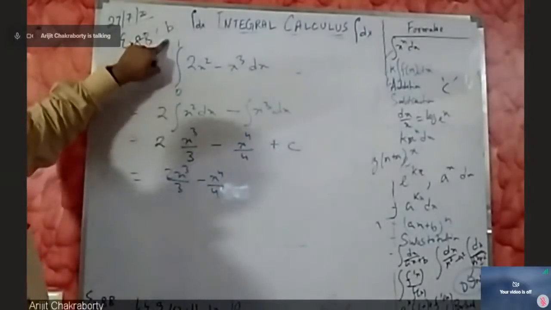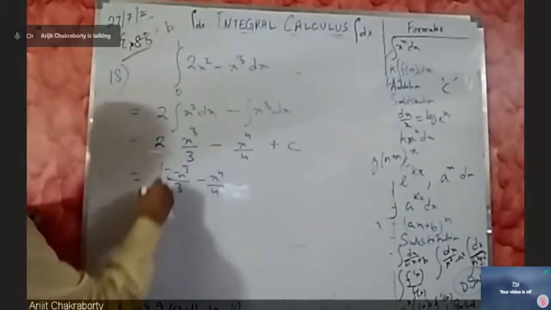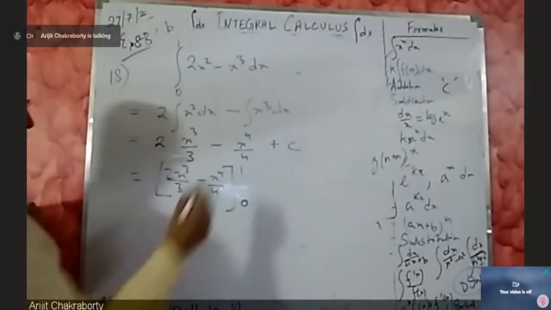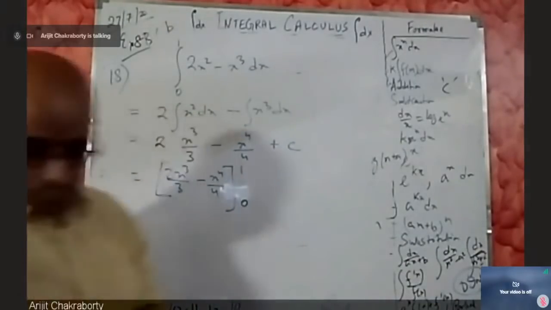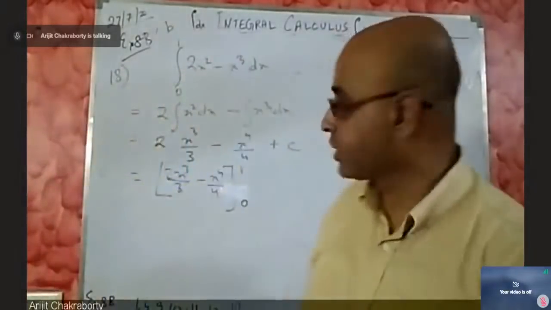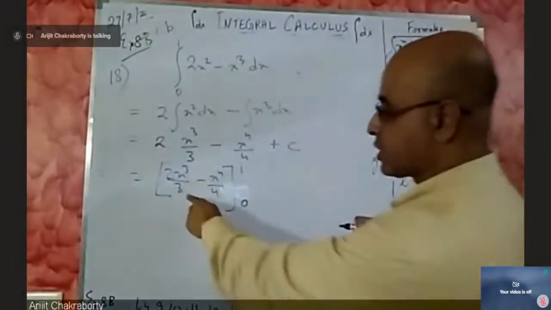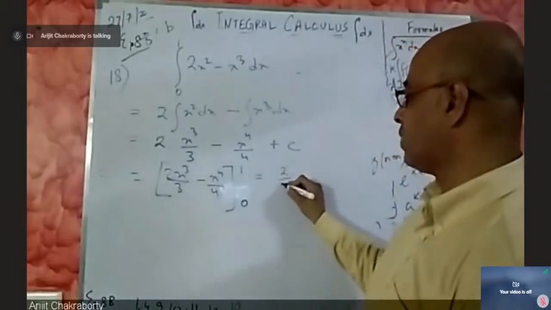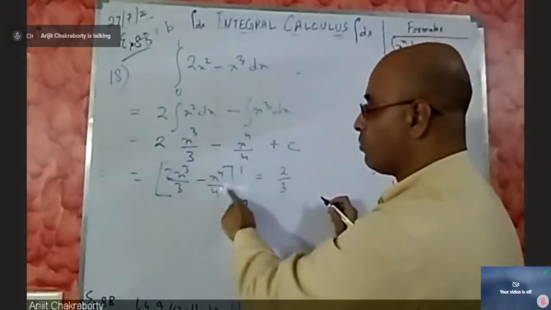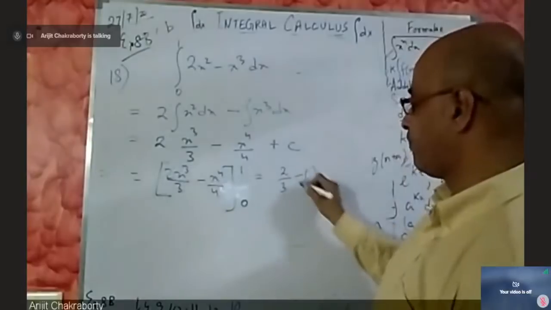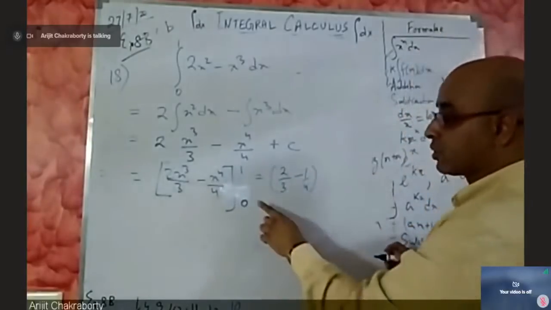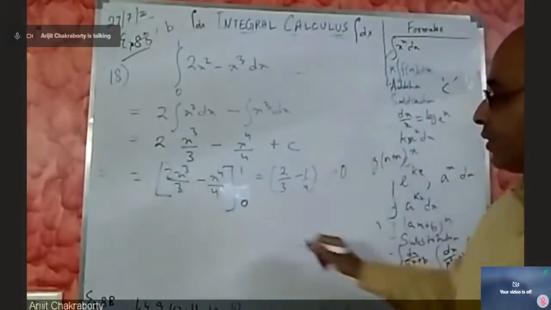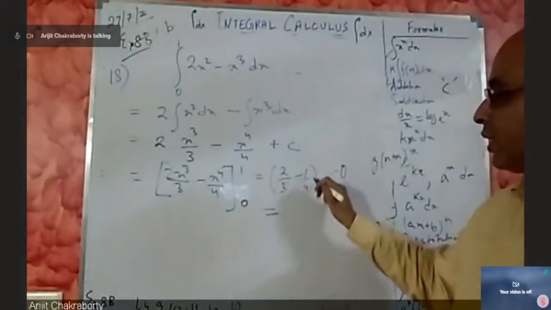Now the limit is 0 to 1. So we have to find out the value of this expression. Lower limit is 0, upper limit is 1. Now if you put x equal to 1, what do you get in this expression? 1 cube is 1. So you get 2 by 3 minus 1 by 4. And if you put x equal to 0, the whole thing becomes 0. So minus 0. So the answer is 2 by 3 minus 1 by 4.